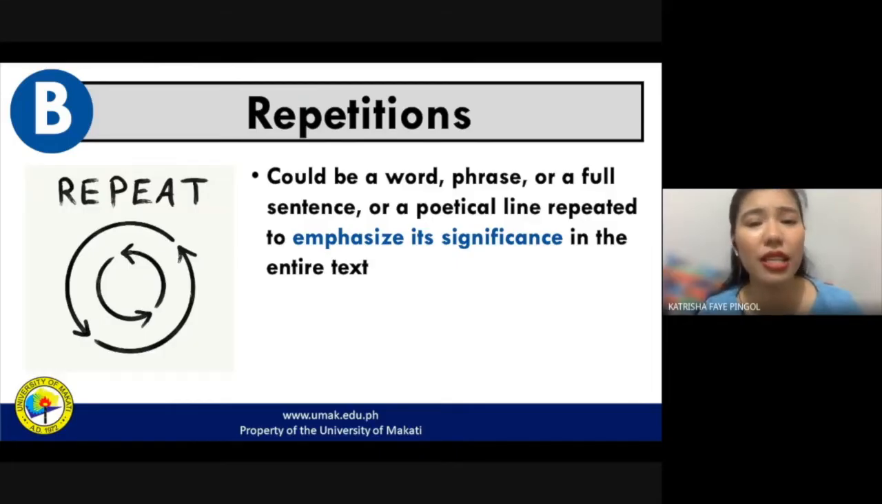Now, these words, phrases, sentences, or poetical lines are repeated because the author, the writer, wants to emphasize the significance of this particular word, phrase, or sentence in relation to the entire text. Okay, so there's an emphasis on the importance. You repeated it because you want to tell your readers that you have to remember this because it's very important in relation to the text itself. Okay, or the idea of the text itself.